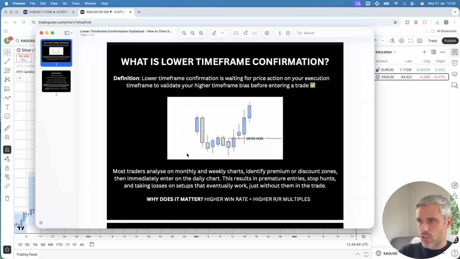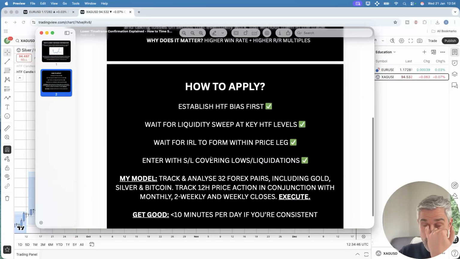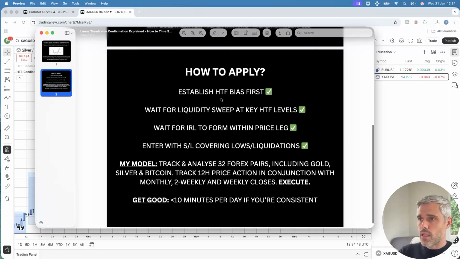So let's just finish off with a quick bit of theory on how to apply this. So first and foremost, establish your higher time frame bias. You have to have a good view of what points of external range liquidity are being raided, and they sit at higher time frame candles. Wait for liquidity sweeps, so wait for liquidations of that external range liquidity at key higher time frame levels.